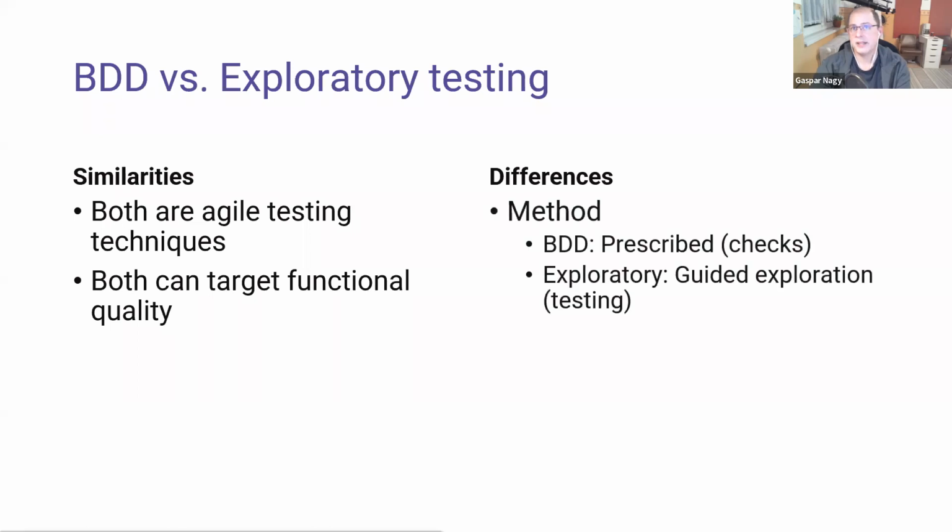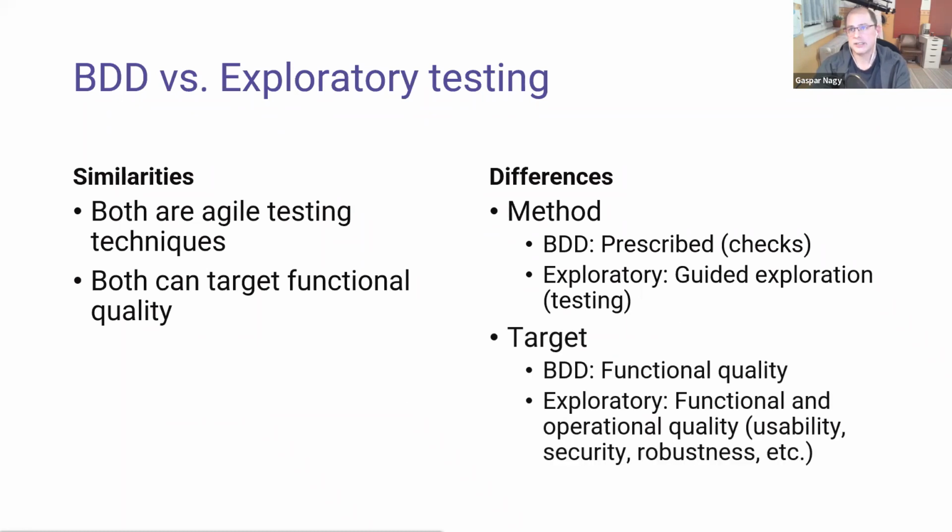The difference is mainly the method. BDD is more like a prescribed way of testing, so we know upfront what kind of things we want to check, while exploratory testing is more like a guided exploration, so we don't know exactly what we are going to check. We have a goal that we would like to verify the application from this and this aspect. It's a guided exploration. Because of that, the target is slightly different. As we mentioned, both of them target functional quality, but exploratory testing can target many other things: operational quality, things like usability, security, robustness, convenience, whatever you want to say.